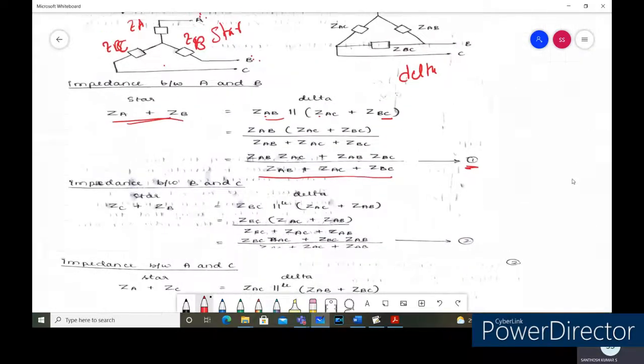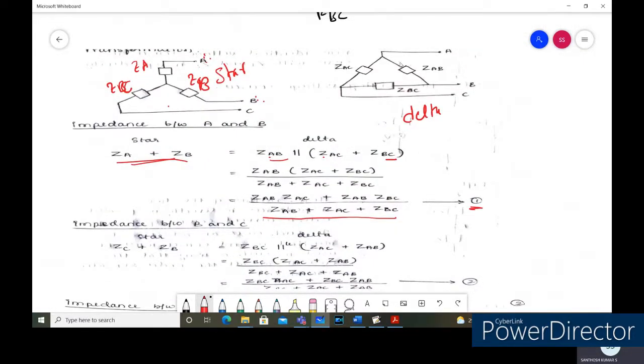That is, we converted the ZA of the delta network. The star network can be replaced with the delta network parameters like this. Let us go back and look into that one. We can express the ZA in terms of ZAC, ZAB and ZBC. That is, ZA is equal to the product of ZAC into ZBC divided by the sum of all the resistances. That's what we obtained in the derivation here.